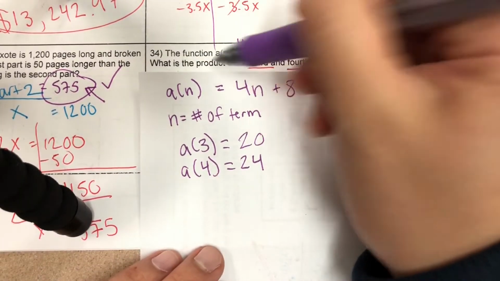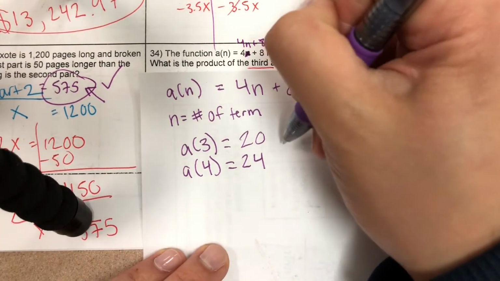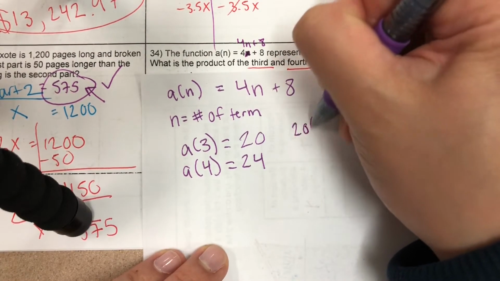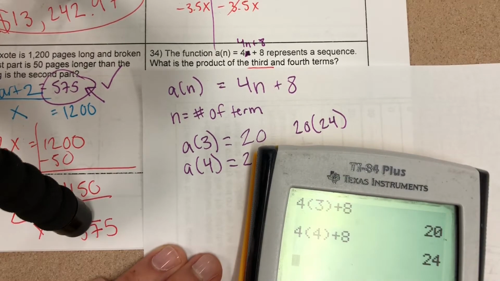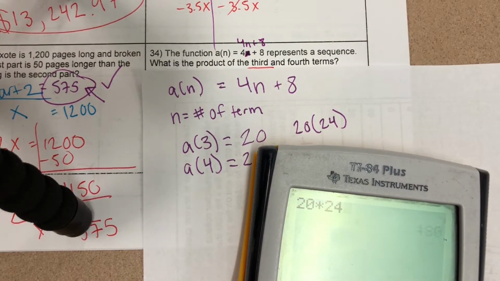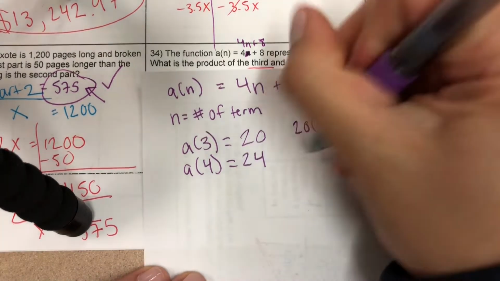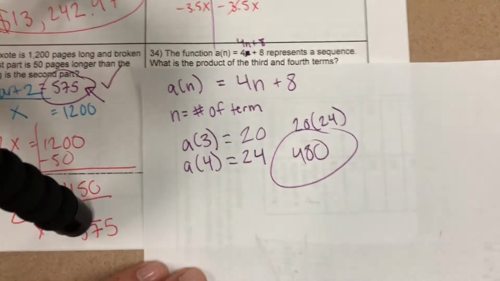The question asks, what is the product of the third and fourth term? So product means multiplication. I'm going to do 20 times 24. This is calculator active, so I'm just going to do 20 times 24. That gives me 480. So my final answer is going to be 480.